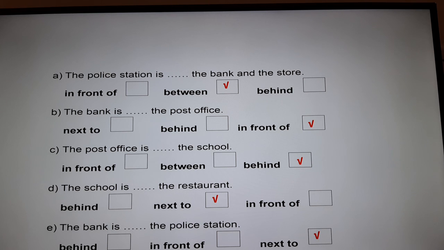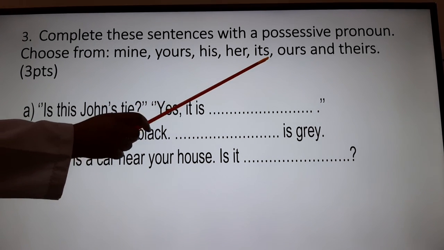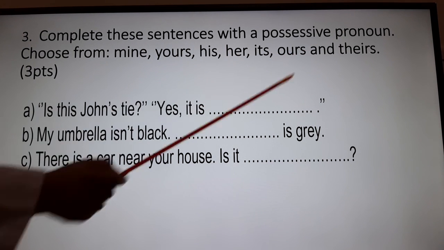Now we move to exercise 3. Now here, exercise 3, we had to complete the sentences with the possessive pronoun. And you had to choose between mine, yours, his, her, its, ours, and theirs. So here we have always to pay attention to the subject of the first sentence or the beginning of the sentence if we have. So here A, is this John's tie? Yes, it is. So when we say yes, to say that it is John's tie. So which one would you choose here to replace John's? Mine, yours, his, her, its, ours, or theirs?